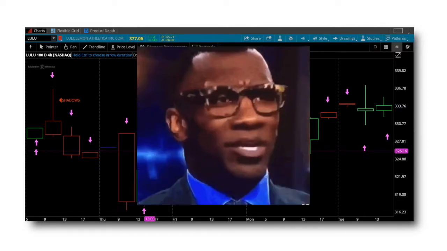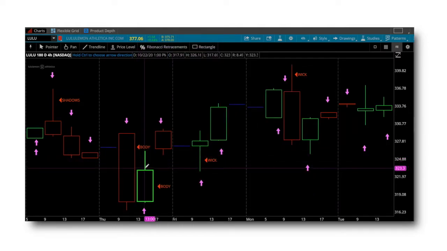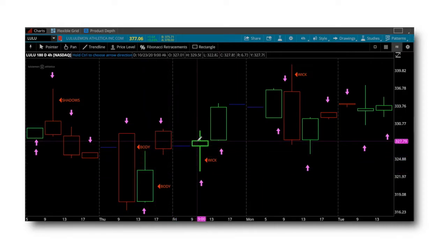And then the sellers said, nah, we want it cheaper. And then the sellers sold off, sold off, sold off, until it closed right here, right? Another example is this one here, right? And this one's a little confusing because it has shadows on top and bottom.